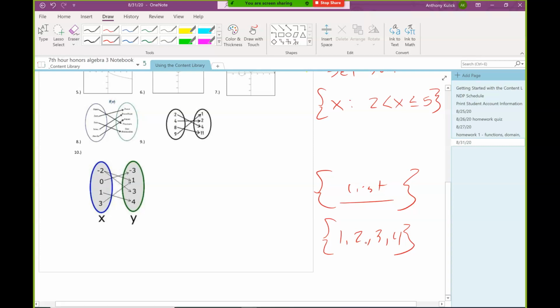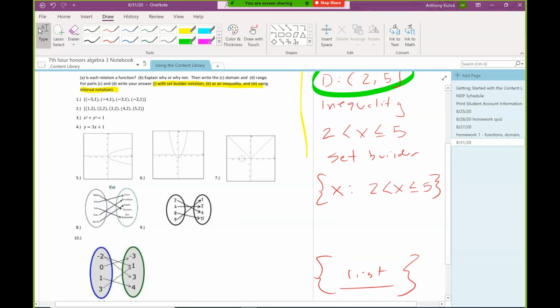Okay. Tell me your name though. Ava. Ava, thank you. When you go over interval notation, sure. Do you want to do it for a specific one of these? How about 3? 3. Okay.